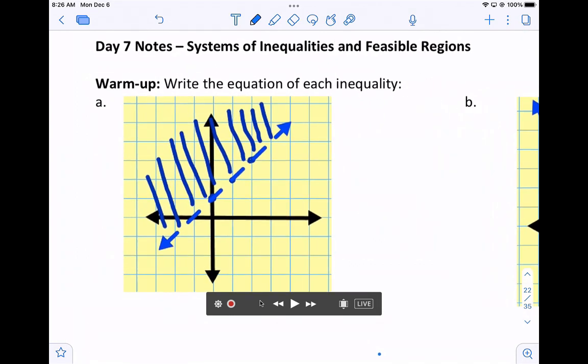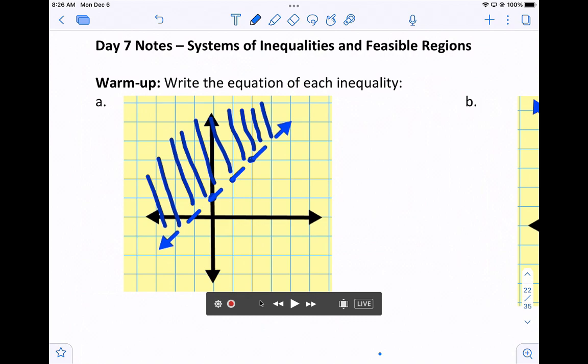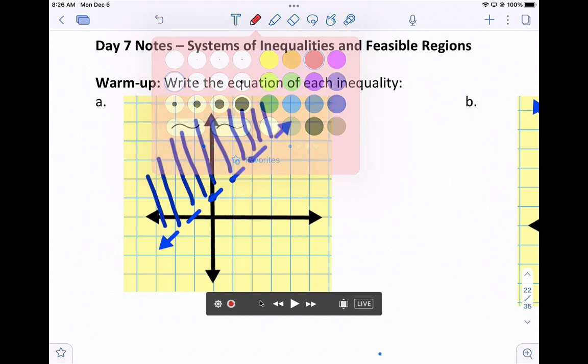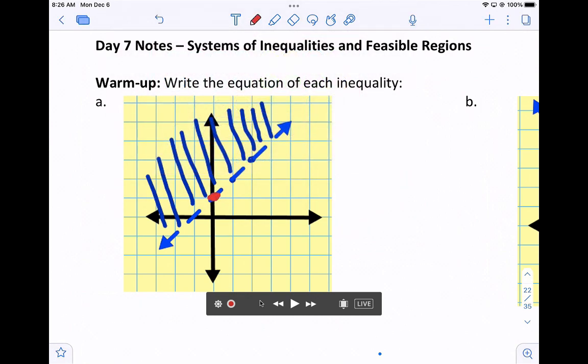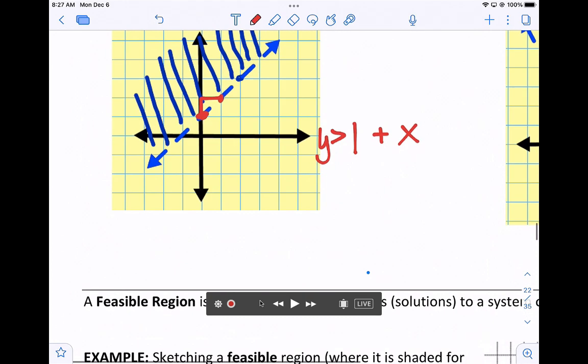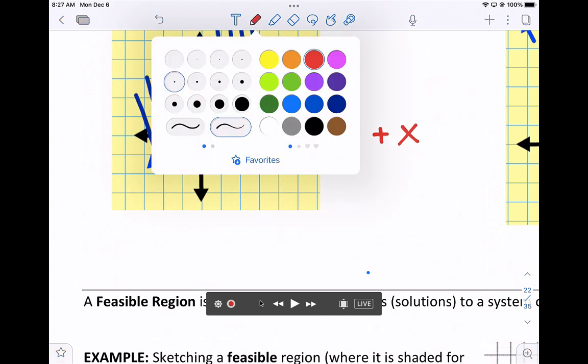So for A, if you take a look, we could write the equation by looking at the slope and the y-intercept. So here the y-intercept is 1, and it's going up 1 over 1. So the slope is also 1, so we can write 1x. And then if I had to guess, it's above the line, so I would say y is greater than 1 plus x or x plus 1. But in order to see if that's true, you would pick a point, test, and shade.